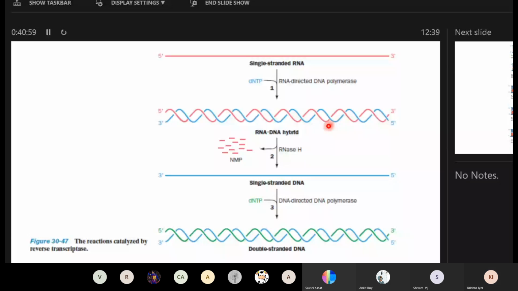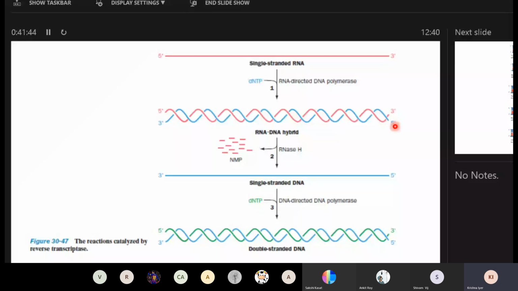So what you'll end up getting when you treat this hybrid with RNase H is a DNA, but this DNA is going to be exactly complementary to this RNA. Okay? And let us say I then take this DNA and convert it into double-stranded DNA using a DNA-directed polymerase. By giving it an appropriate primer at this end, I'll be able to get double-stranded DNA from single-stranded RNA. But that is besides the point. What is important is this reaction here, where I use RNA as a template and make complementary DNA shown here in blue.